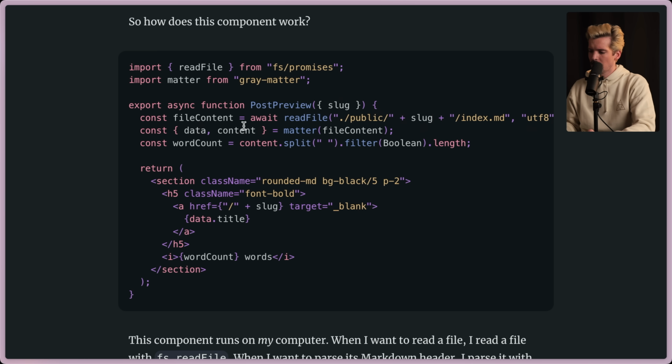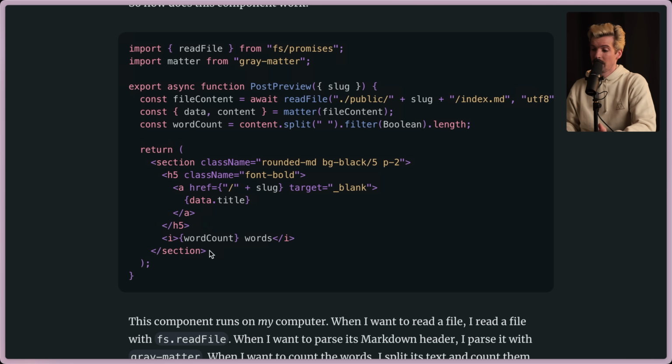We then grab the data and content by putting it through gray matter, which again will strip the metadata stuff from the top, as well as the Markdown page content below. And now we can take the content chunk, split it by space, filter out things that aren't valid, and then get the length through that. Really nice, simple way to get word count.